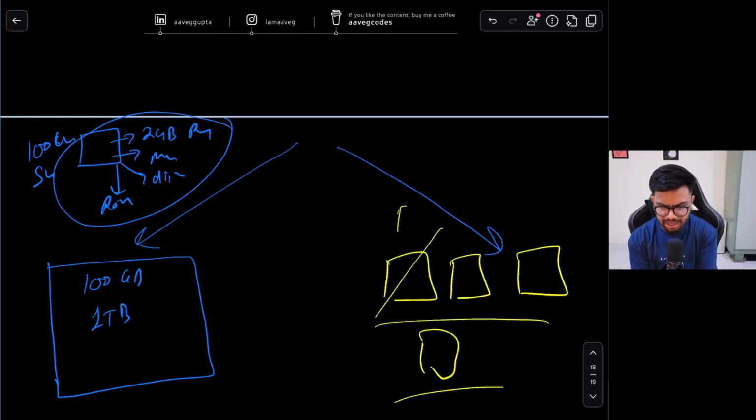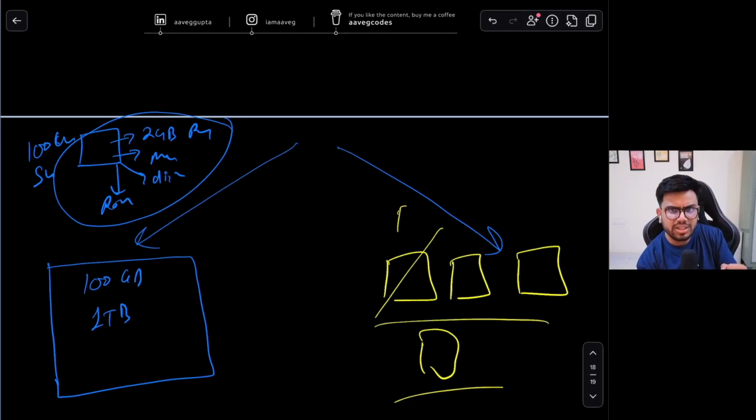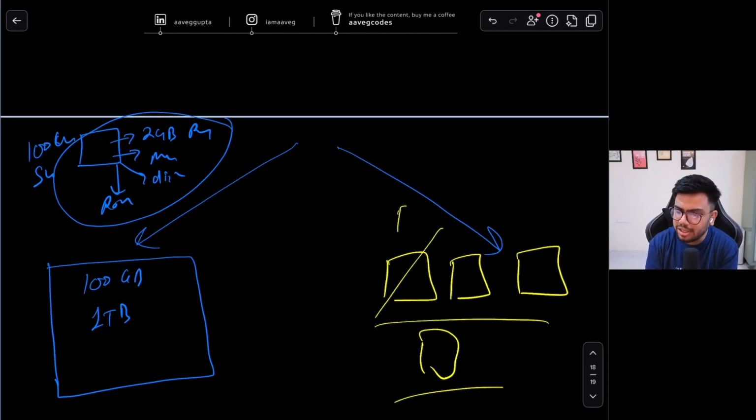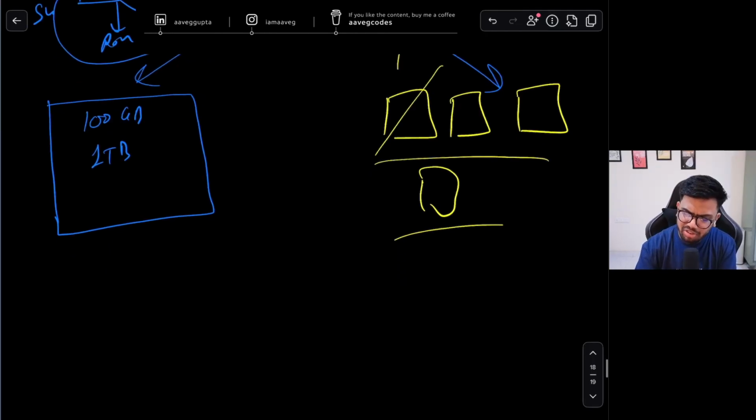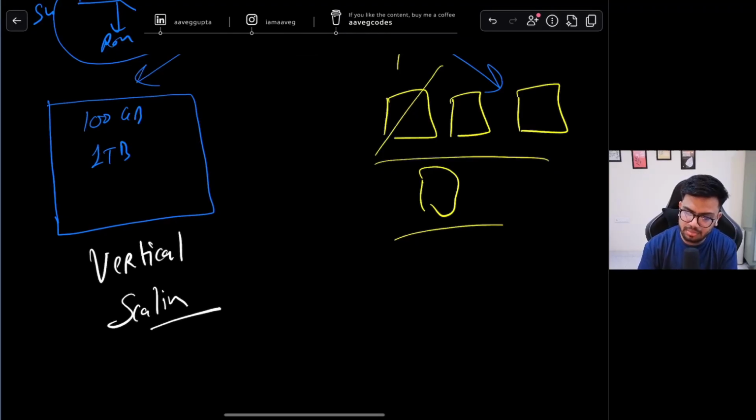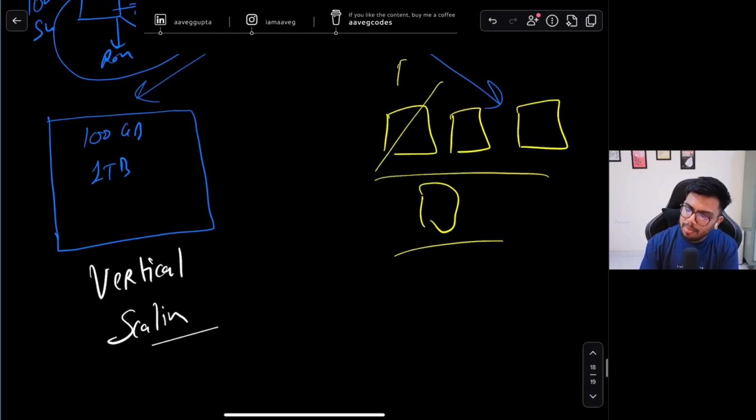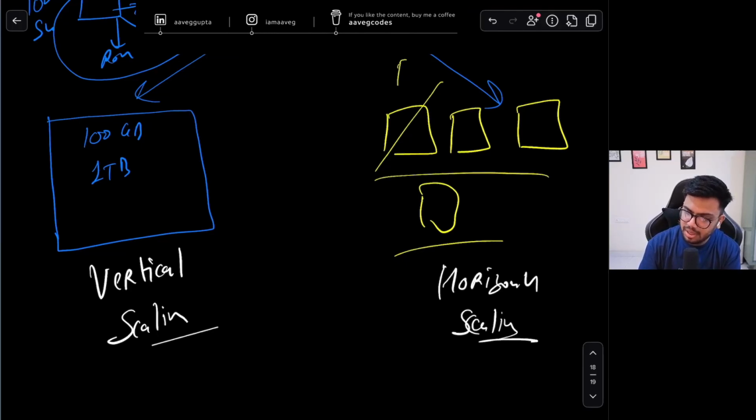So there are two ways by which you can scale your system. Number 1, either you increase the size of the server. Number 2, either you add more servers. And both of them have a name. When we increase the size of the server, we call it vertical scaling. And when we add more computers, we call it horizontal scaling. Are you getting it?